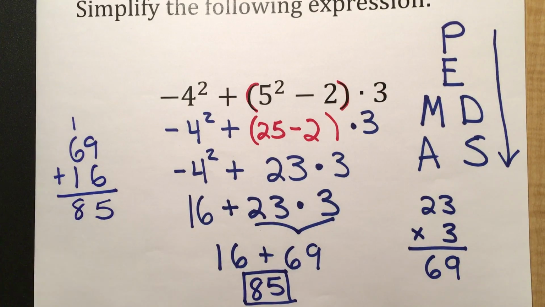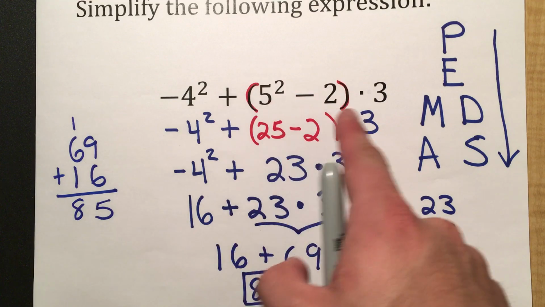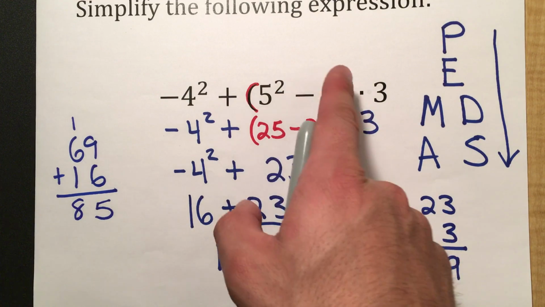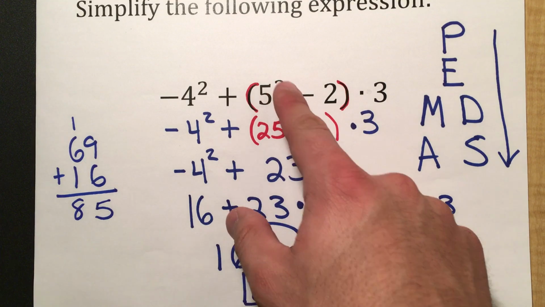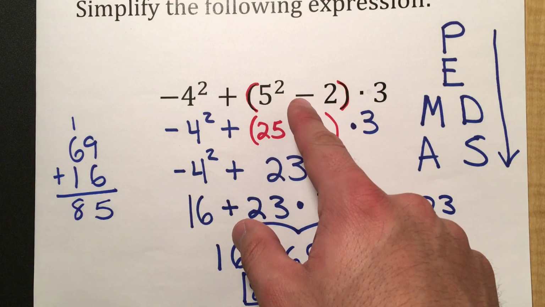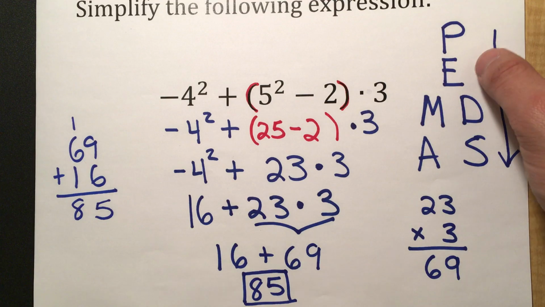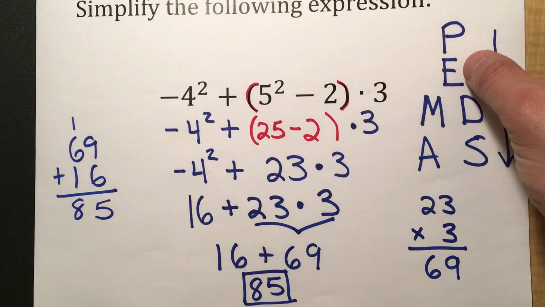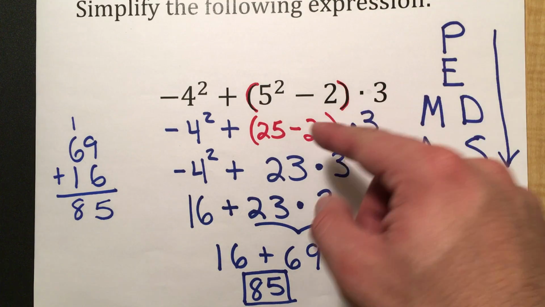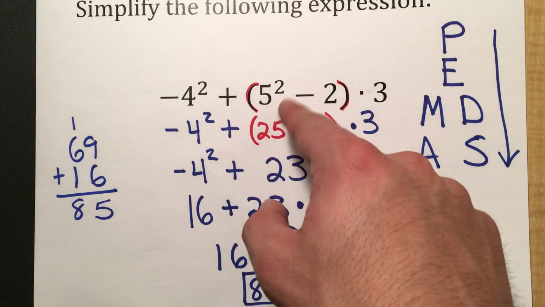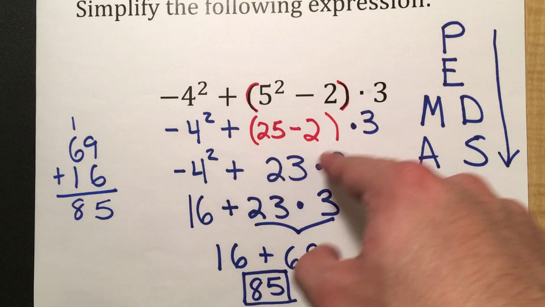Now, the only thing that I forgot is to explain this. When we were working on the parentheses, inside of the parentheses we had 2 operations. We had exponents and we had our subtraction sign. The reason why I did the exponents first is because if we look at PEMDAS, exponents come before our subtraction sign. So that's the reason why I went ahead and did exponents before I subtracted, okay?